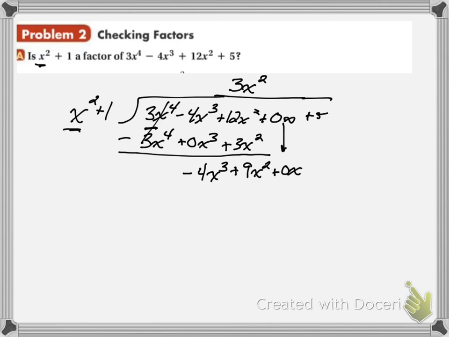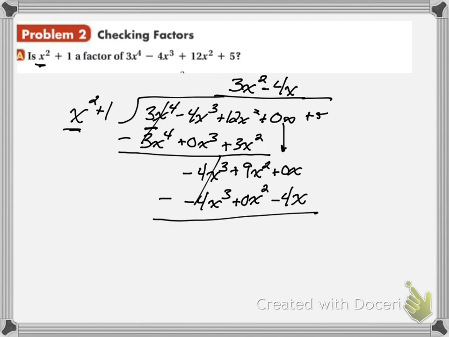How do I make x squared be negative 4x cubed? I need to multiply by negative 4x. Why? Because negative 4x times x squared is negative 4x cubed. Negative 4x times 1 is negative 4x. Well, what comes under that? We're going to have a 0x squared here. Now we're going to subtract them all. Those cancel. I'm still left with 9x squared here. That minus negative 4x is positive 4x.